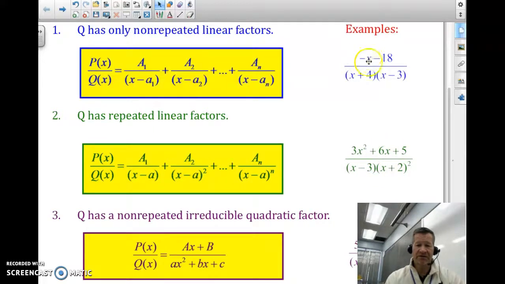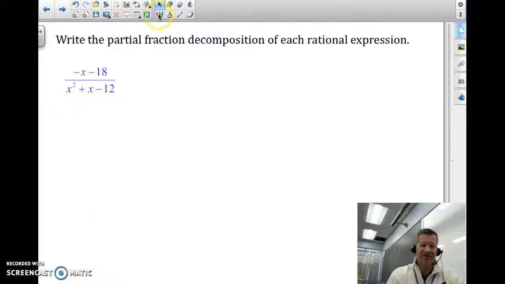One thing to notice is this fraction has two factors, therefore you'll separate it into two fractions. This denominator looks like it has two factors, but one of them repeats. So if we count the x plus 2 twice and the x minus 3 once, we can separate this into three partial fractions. So let's get to it. Let's try a couple of examples here.